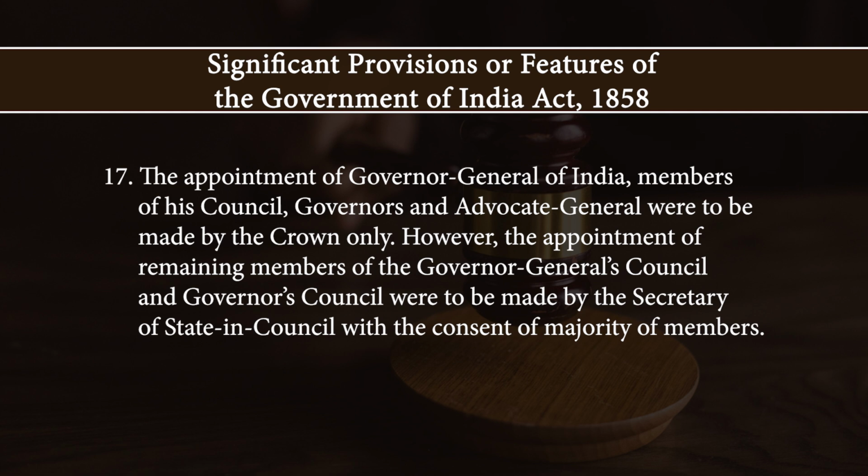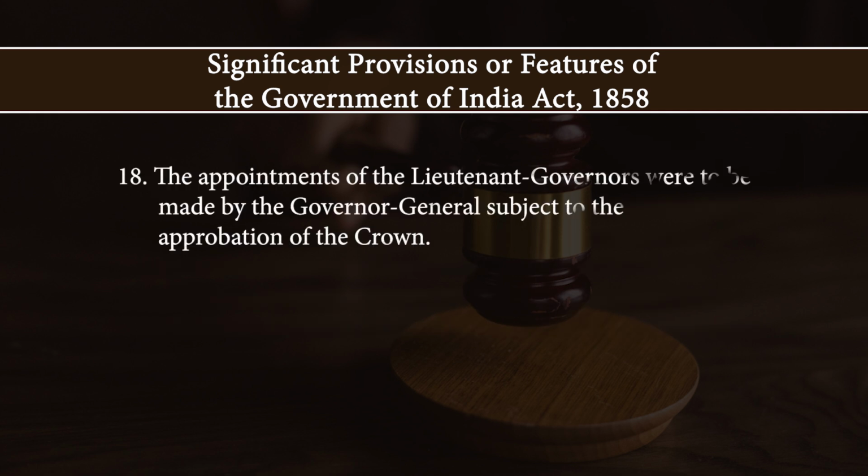However, the appointment of the remaining members of the Governor General's Council and the Governor's Council were to be made by the Secretary of State and Council with the consent of the majority of members. The appointments of the Lieutenant Governors were to be made by the Governor General, subject to the approbation of the Crown.